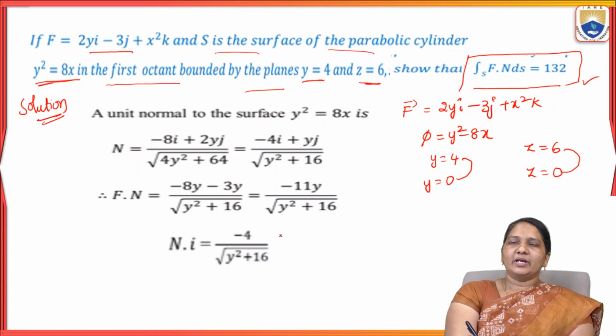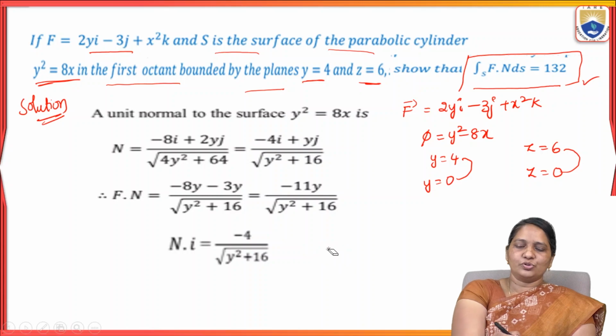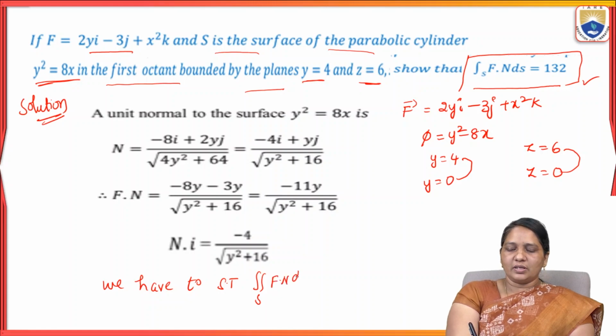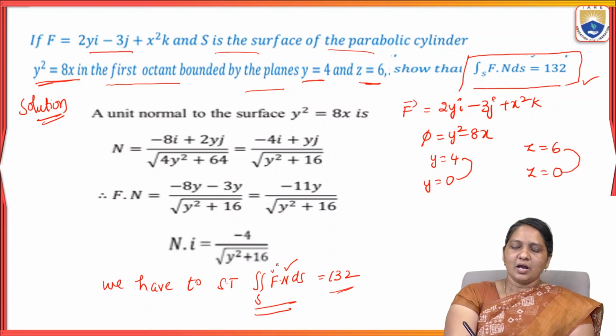First of all, to evaluate this integral, you should know the n value. What is n? n is nothing but the unit normal. We have to show that the integral over S of F dot n dS is equal to 132. That means we have to evaluate this integral, and it should be 132. For this we should know n, and we already know the formula for dS. Already F bar is also given. So we have to calculate n now.